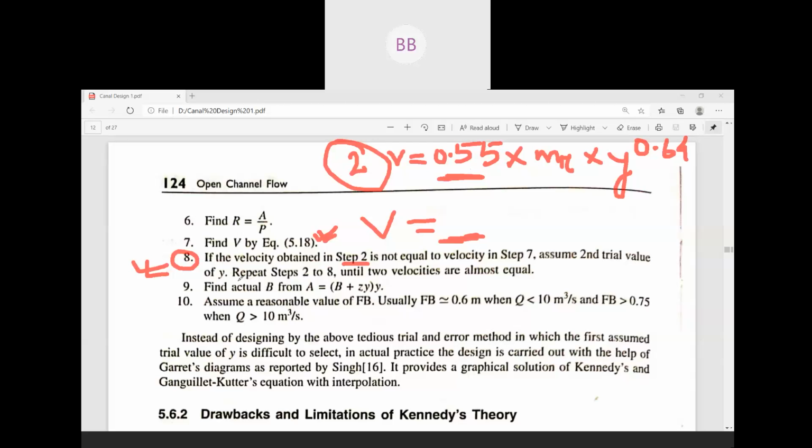Here it is written: repeat steps 2 to 8 until two velocities are almost equal. So kindly write down this step number 8. If the velocity obtained in step 2 is not equal to the velocity in step 7, assume a second trial value of y. Repeat steps 2 to 8, from step 2 to step 8, until the two velocities are almost equal.